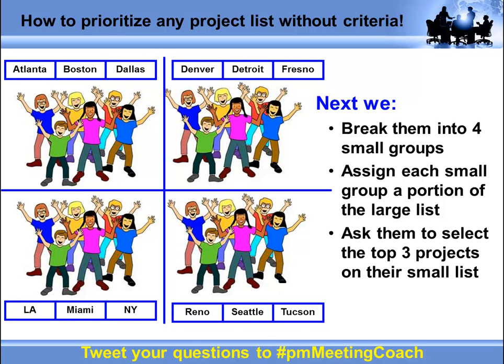Group 1 chose Atlanta, Boston, and Dallas. Group 2 chose Denver, Detroit, and Fresno. Group 3 chose Los Angeles, Miami, and New York. And Group 4 chose Reno, Seattle, and Tucson.